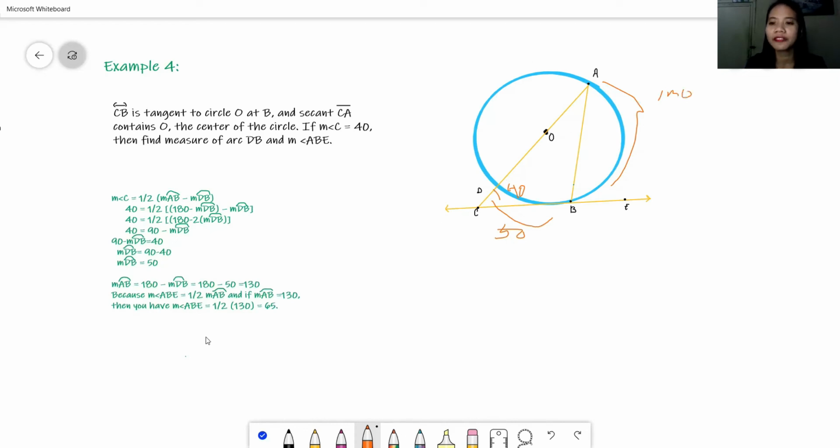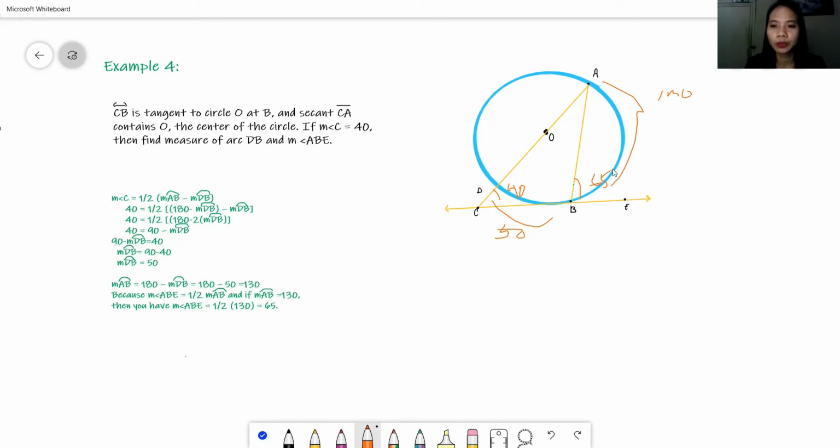Now, because we are finding the angle ABE, we already have the value of our arc AB. So the measurement of angle ABE is equal to 1/2 times the measurement of arc AB, which is 130. So it is equal to 65. So this angle's value is 65.